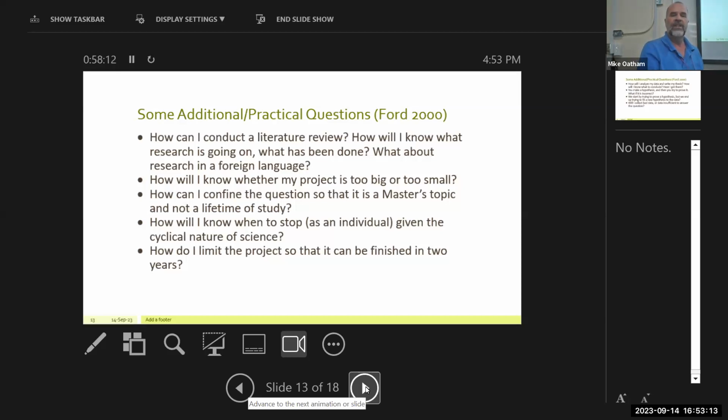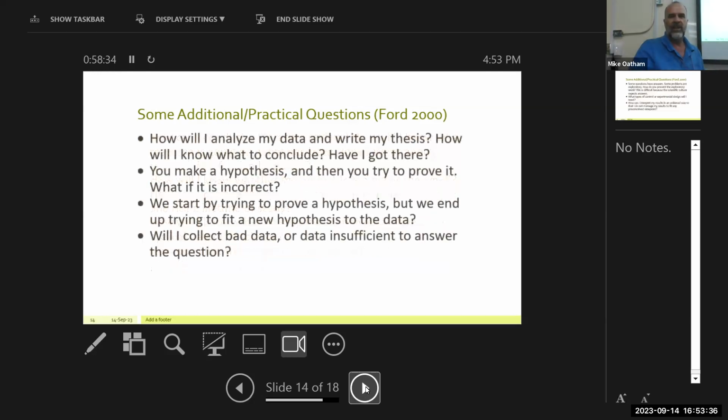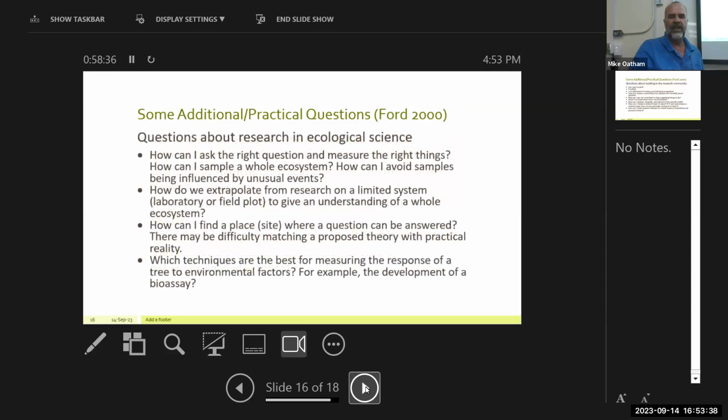Quite often it is to do with the time limit, which ties into that last question there. How do I limit a project so it can be finished in 2 years? All right? Don't ask too many questions. That would be my advice to you then. All right, I'm going to leave it there. You can take a look through some of the other questions there. Okay.